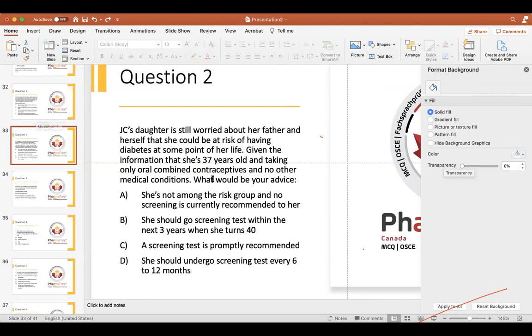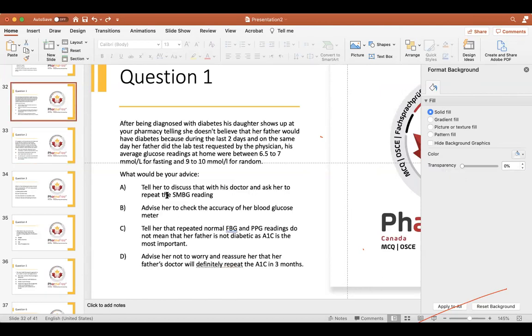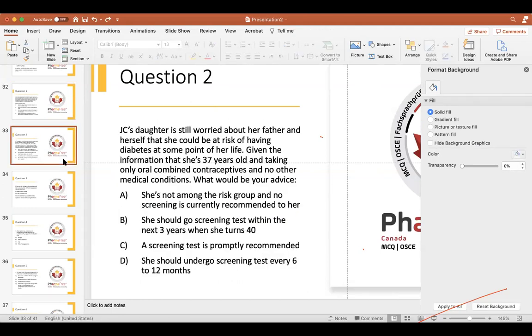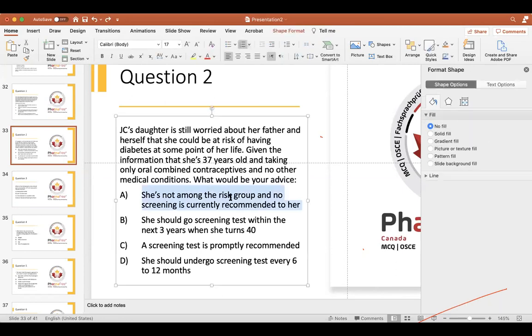Okay. What was the answer of the previous question? Advice here, yes, B. Advice here to check the accuracy. Okay, guys. Where is the question? Yes, here it is. Okay, the right answer here is A.